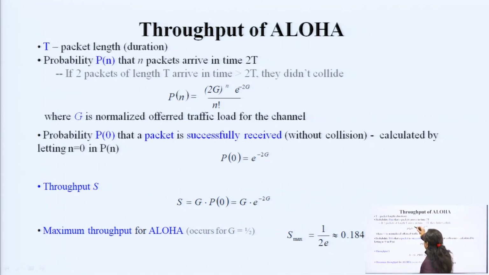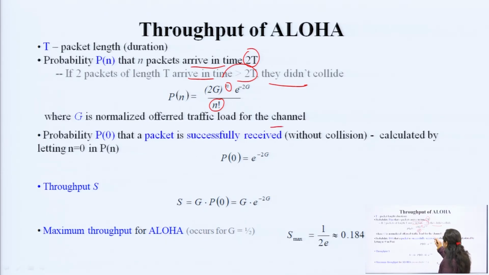Probability P n, that n packets arrive in time 2t. So, if 2 packets of length t arrive in time greater than 2t, then they do not collide. So, this is the formula that we have to use to calculate this particular probability, that is the probability of n is equal to (2g) to the power n, e to the power minus 2g, divided by n factorial, where g is the normalized offered traffic load for the particular channel.